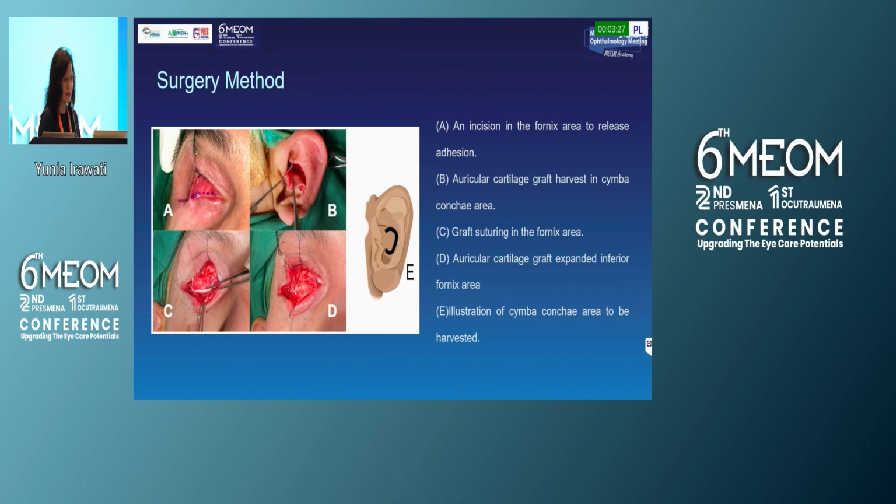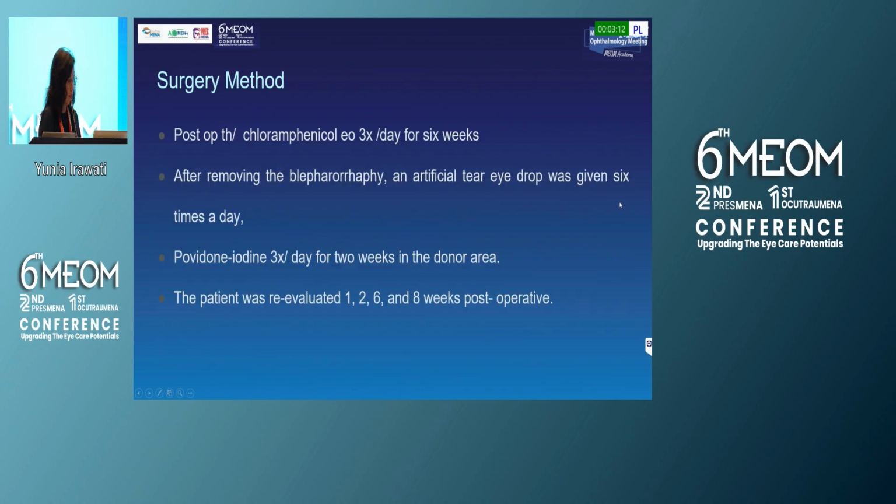Firstly, I make an incision in the fornix area, release the adhesion, and go down to the orbital rim. Then I harvest the auricular cartilage from the concha area. This is in the picture. Post-operatively, I give ointment and then povidone iodine in the donor area. I evaluate at 1, 2, and 6 weeks until 8 weeks post-operative.